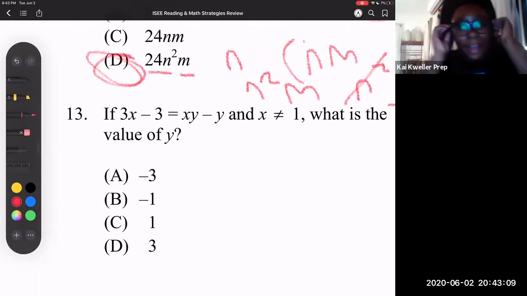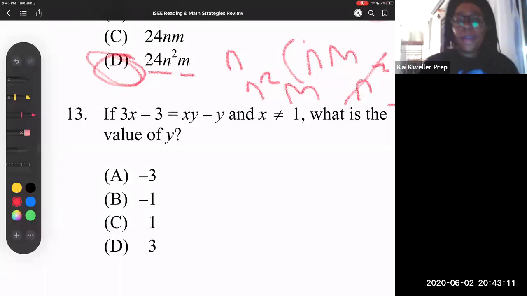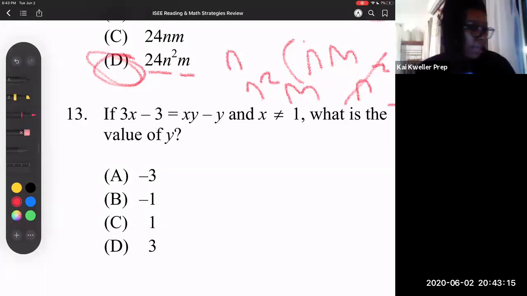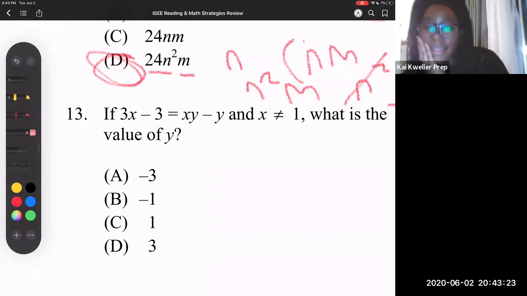13. Now this one right here is a question where they want you to waste your time. They want to waste your time because they want you to try and isolate the variable and get x or y on its own. But guess what? There's an easier way to do it. And guess what? All you have to do is look.